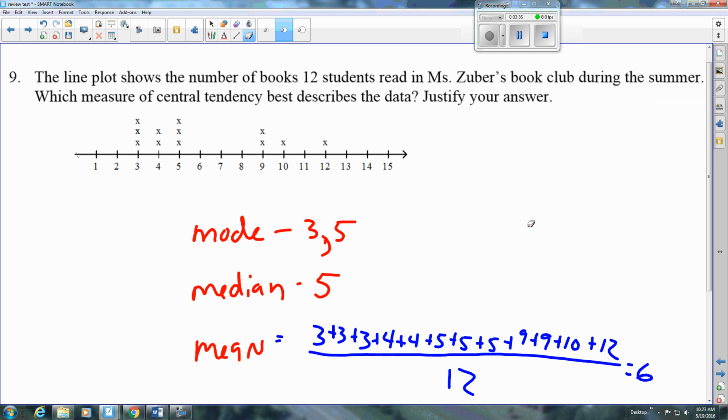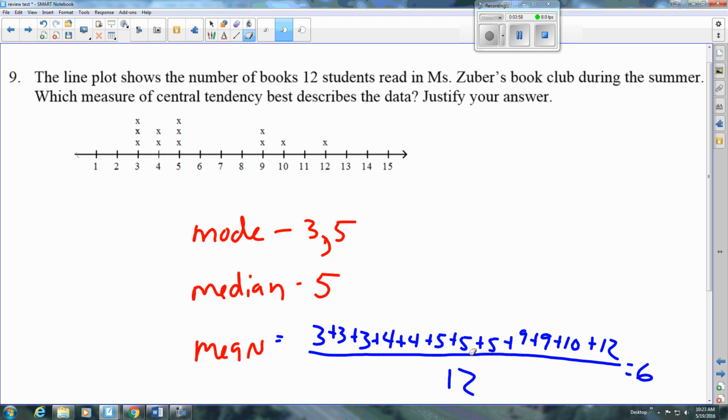The line plot shows the number of books students read in Mr. Zuber's book club. Which measure of central tendency best describes the data, and justify your answer? So the mode is 3 or 5. The median, the middle number, once you figure it out, is going to be 5. And then the mean is going to come out to be 6.